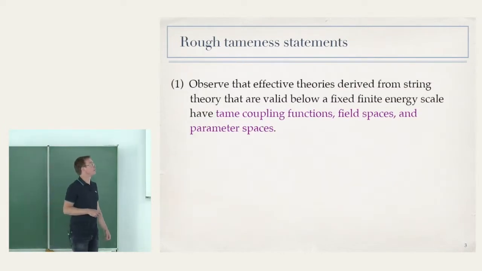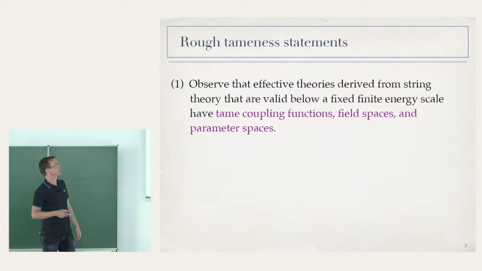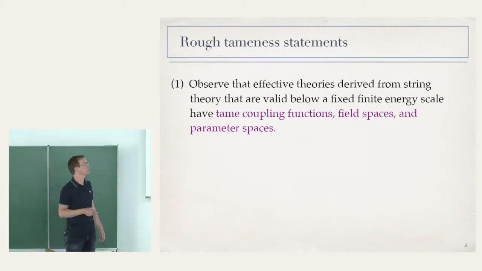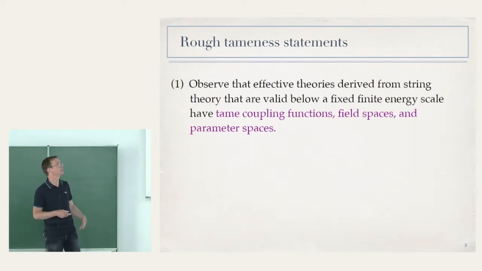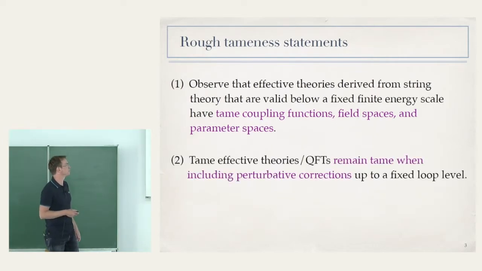So what do we observe? Well, with this kind of approach, you realize suddenly that if you go through all the effective theories which we know from string compactification, and you fix the energy scale, then using this tame geometry, you find that they have tame coupling functions, they have tame field spaces and parameter spaces. So you just go through the examples and you just see this. Sometimes it's really hard, and I will present some of this evidence.